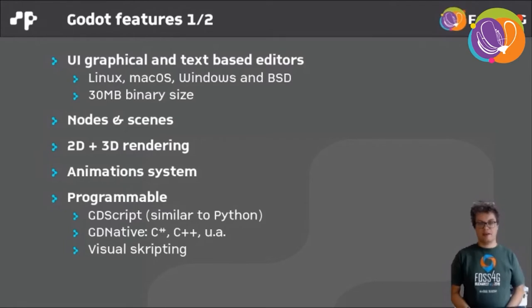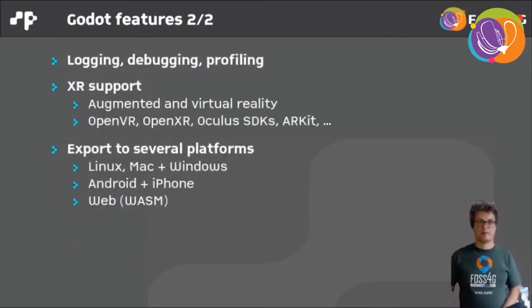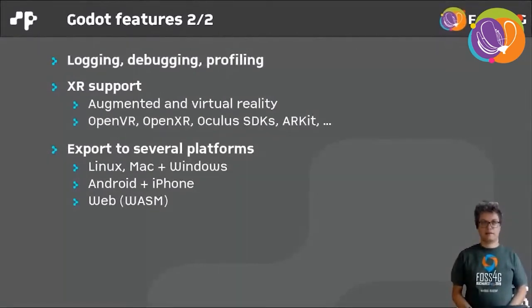It's based on nodes and scenes. Supports 2D and 3D. Has an animation system and is programmable either in a built-in scripting language, which is similar to Python, or with GDNative, you can program in C# or C++ and others. And it has also a visual scripting interface. It has logging, debugging, profiling. It has XR support. It exports to several platforms. So again, Linux, Mac, Windows, but also Android and iPhone, and also WASM exports for the web browser.